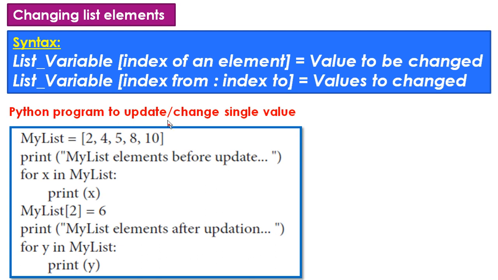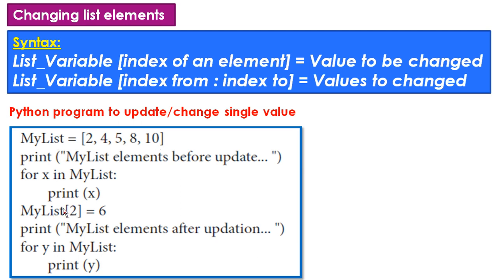This Python program updates or changes a single value. my_list equals 2, 4, 5, 8, 10. This for loop prints all the elements of my_list.